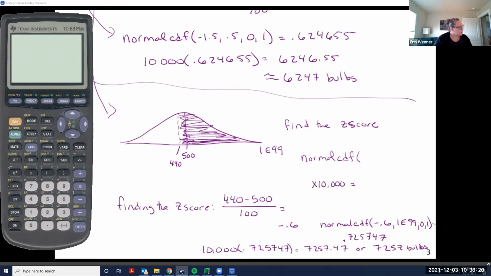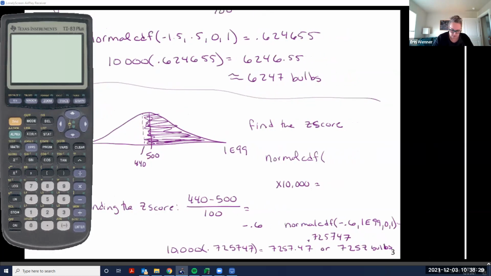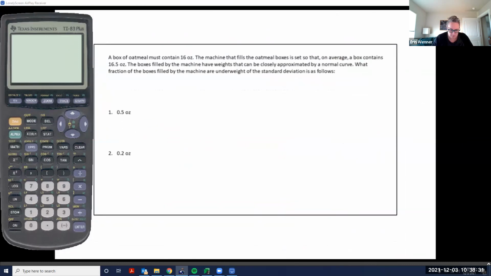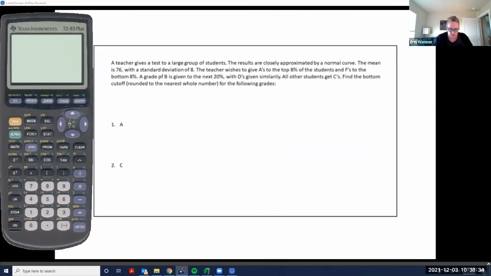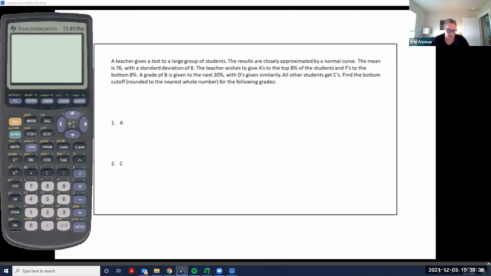So I want to skip to my last example because I think that's a harder example. And then if I have time, I'll come back to the one I have next in the notes. So my next example was this oatmeal one. I'm going to skip to a teacher giving a test to a group of students.